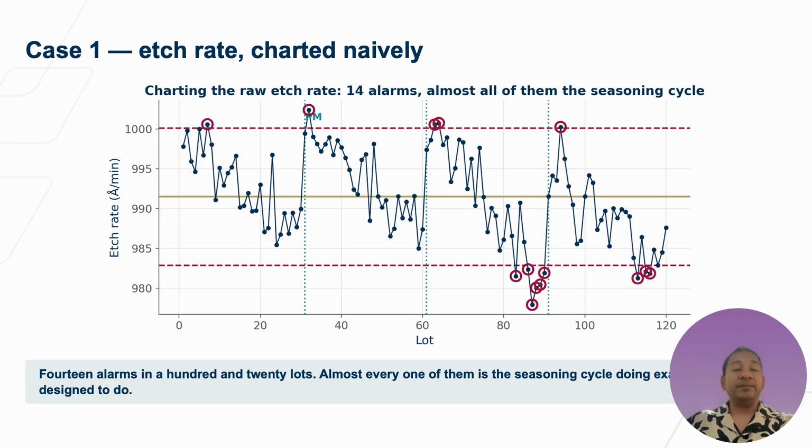Charted the obvious way, an individual chart on the raw measurement, 14 alarms in 120 lots. And look where they cluster. Almost every one of them is a seasoning cycle, and the chamber condition over position.